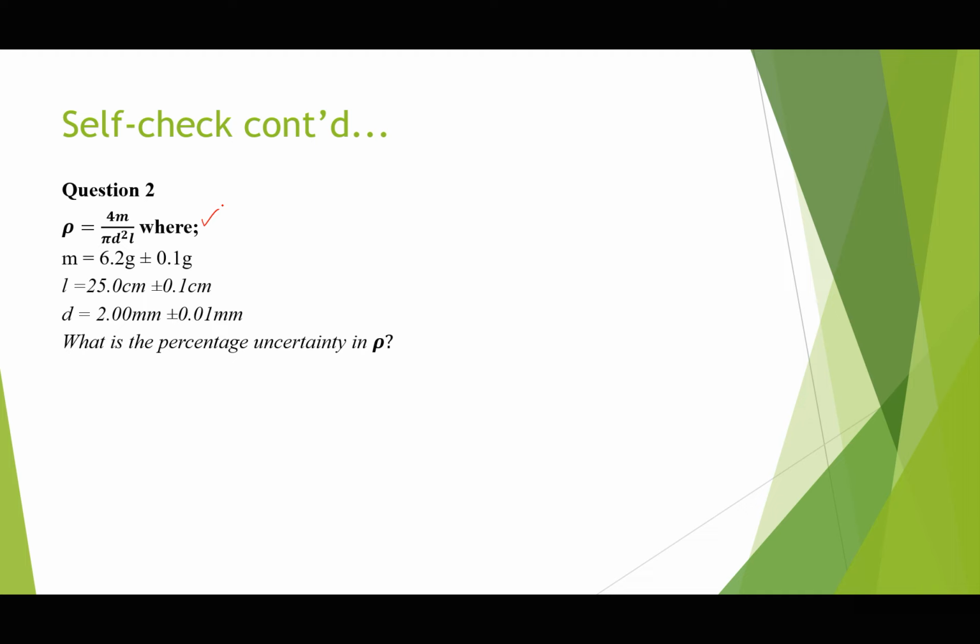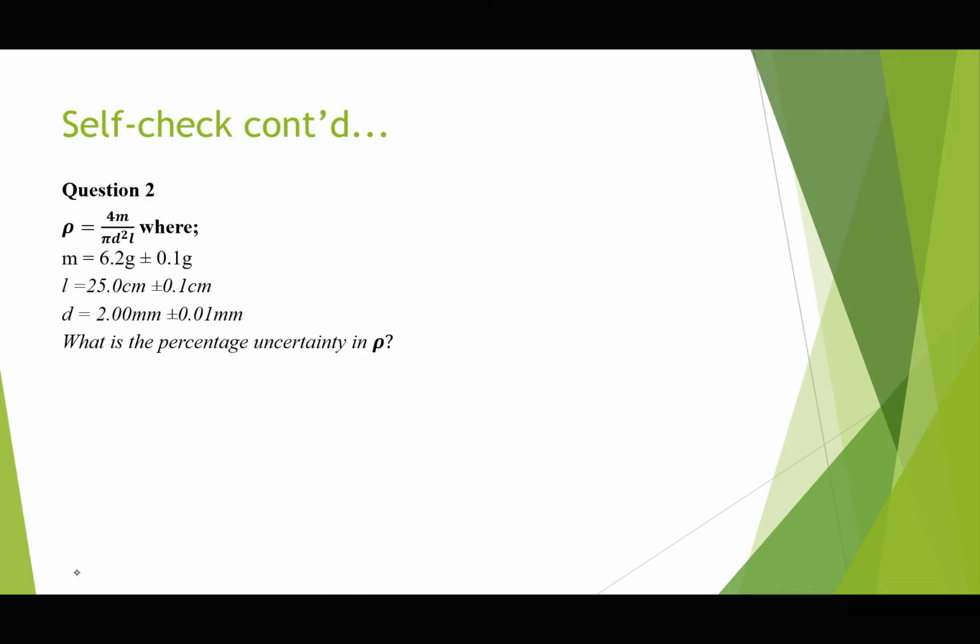Note that here, the quantity is given: mass is in grams, L is in centimeters, and there is no specific unit dictated here, so you can even use centimeters. You convert this back to centimeters so that your answer for density is in grams per centimeter. But of course, when you're finding the percentage uncertainty, I don't think you need a true value here.